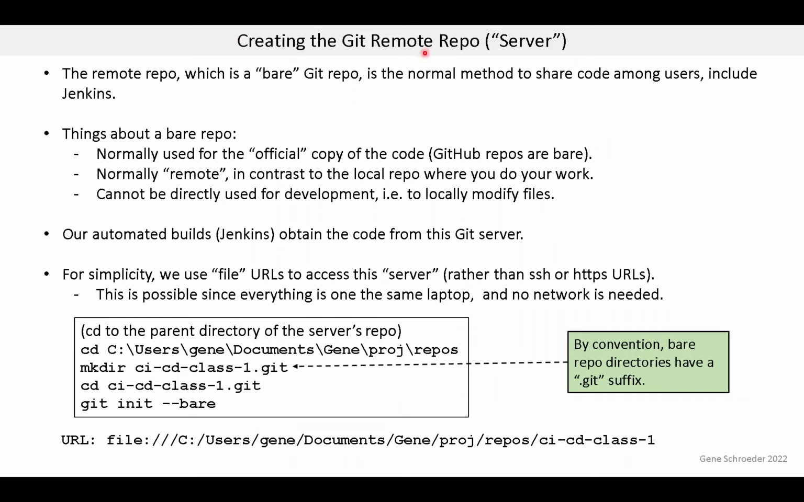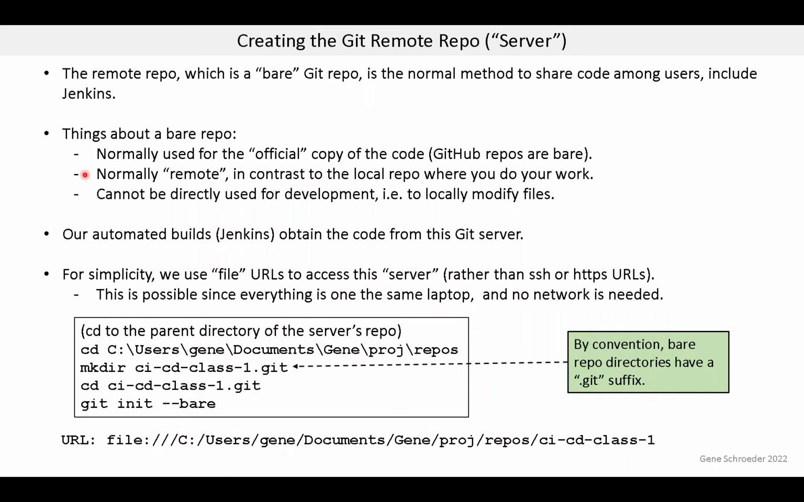I put the word server here in quotes because it's like a server, but it's actually running on our laptop. So the remote repo is actually a bare Git repo. That's another term. And that's the normal method used to share code among users, including Jenkins. So here's some things about a bare repo. Normally it's used for the official copy of the code. For example, GitHub repos are bare. Normally it is remote, in contrast to the local repo where you do your work.